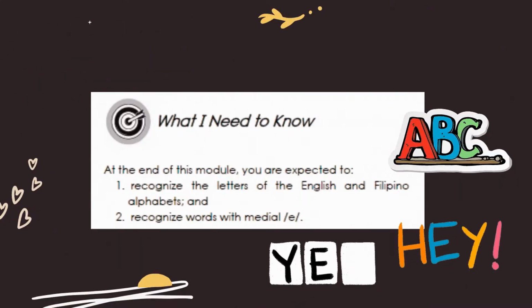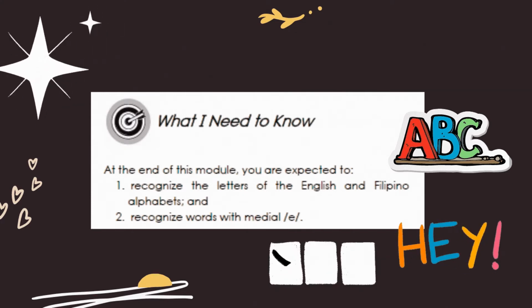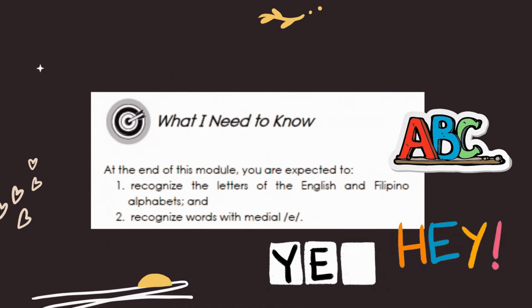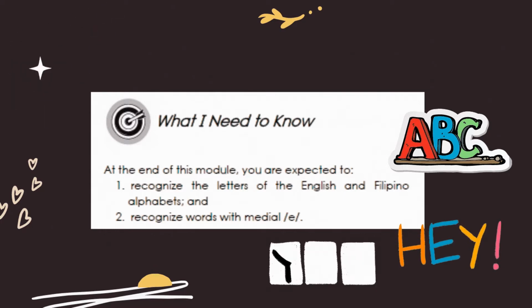For the section What I Need to Know, at the end of this module, you are expected to, number 1, recognize the letters of the English and Filipino alphabets, and number 2, recognize words with medial E. We are going to name and give the sounds of Filipino and English letters in the alphabet, as well as read words with medial E sounds, just like the words yes and hey.